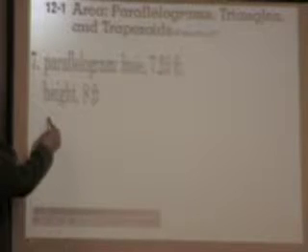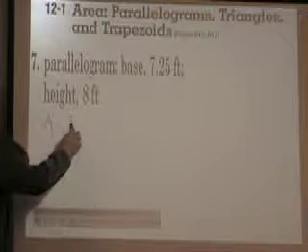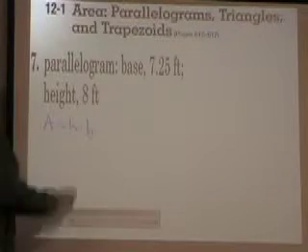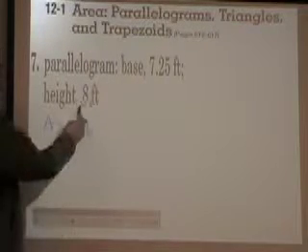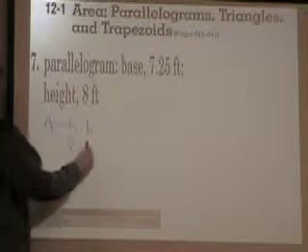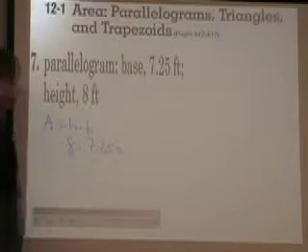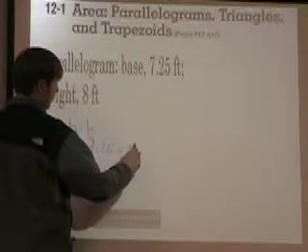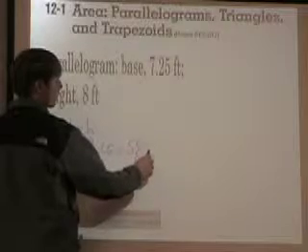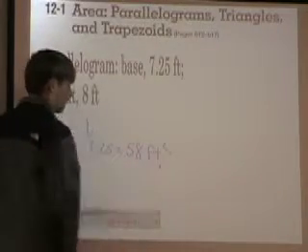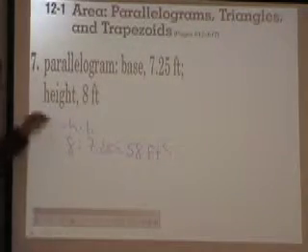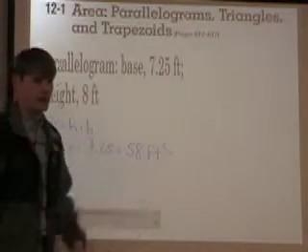Now on this one we have a parallelogram. The formula for a parallelogram is the height times the base. The height is 8. The base is 7.25. When you multiply those two together, what do you get? 58. 58 what? Feet squared. So the area of this parallelogram is 58 feet squared.